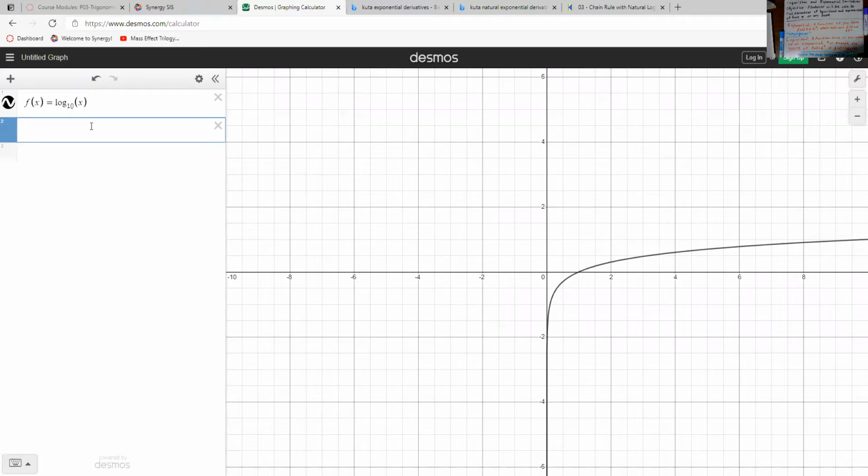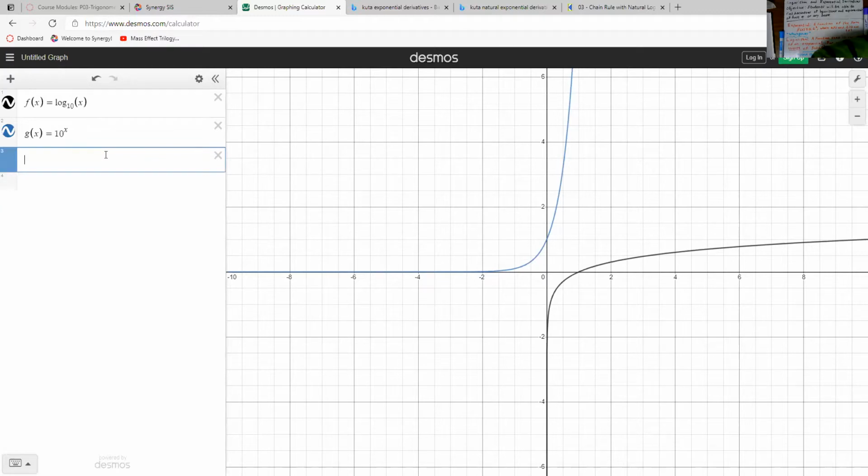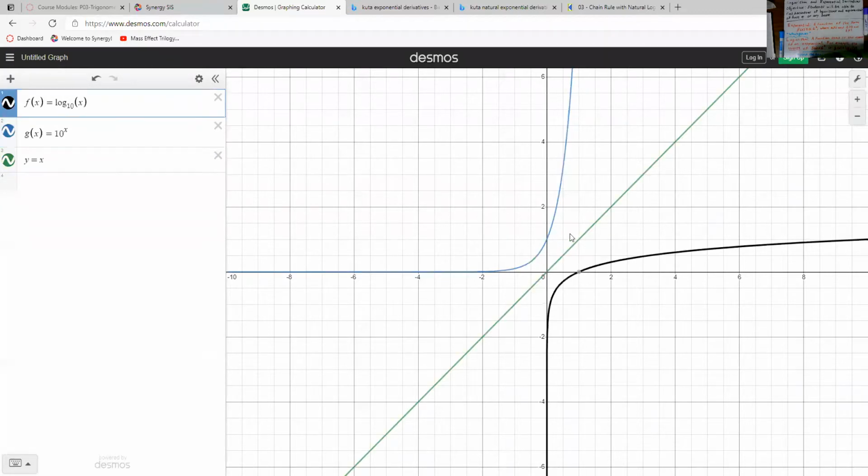And as I mentioned, logarithms are the inverses of exponentials. Remember that one of the things we learned about inverses back in pre-calculus is that an inverse geometrically looks like the reflection across the line y equals x. Do you see how these are reflections of each other across that line? So they're inverses of each other. All right. So that's the quick reminder of what logarithms and exponentials are.